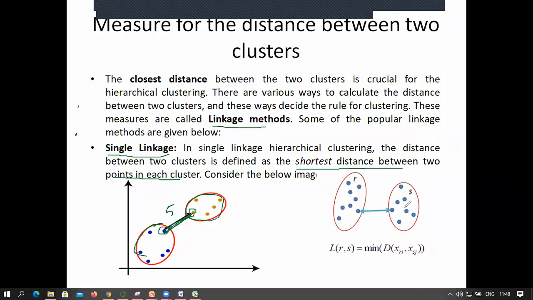Is it clear? Take one more example. Suppose this is R, this is S. You need to find out the minimum distance between these 2 clusters. Now you can find the distance between this point and all these data points.